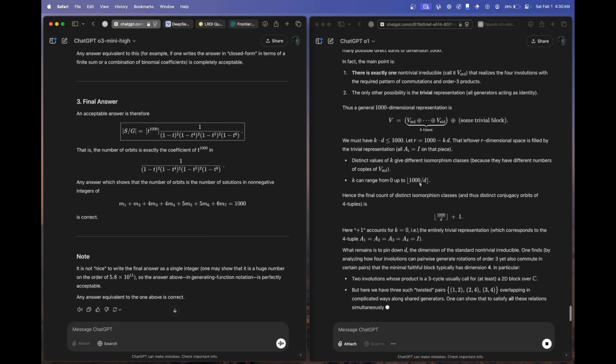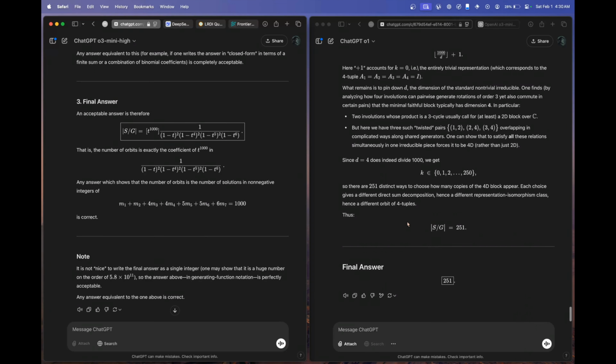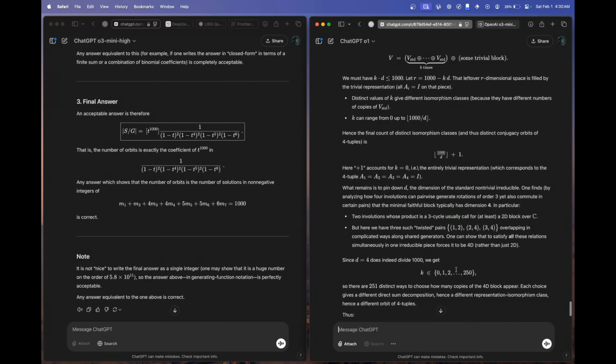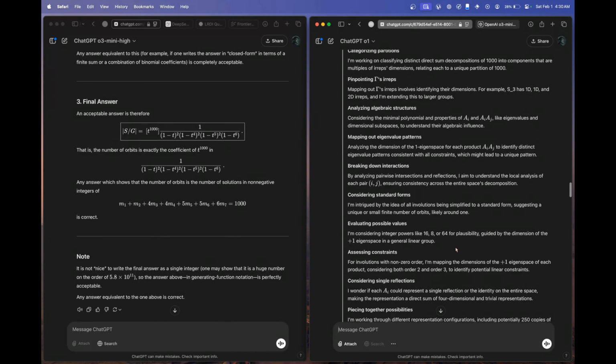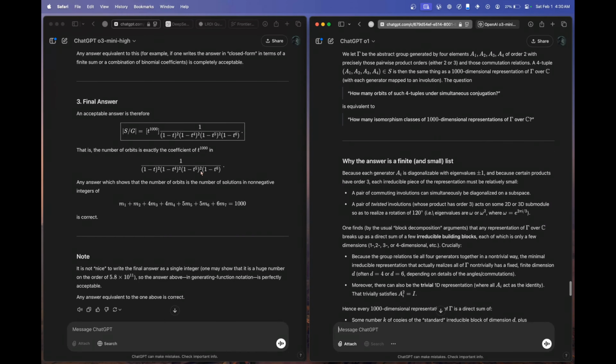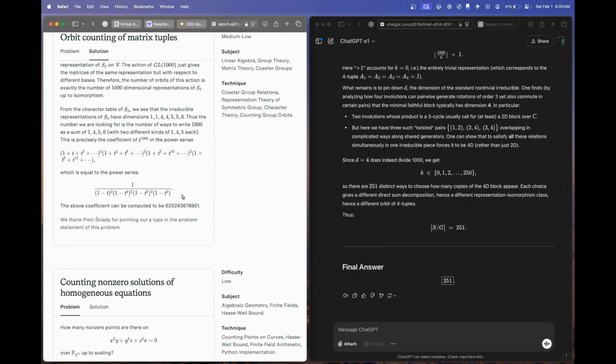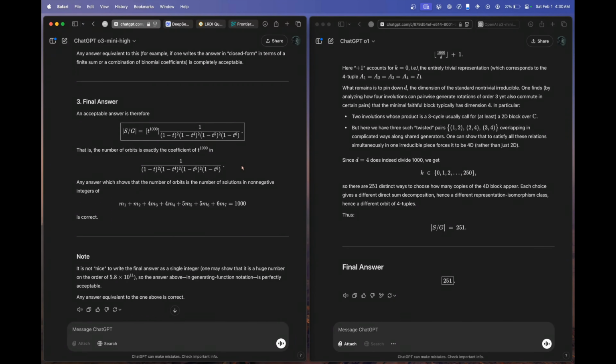Whether it's better than O1 or not, we'll have to see once O1 comes to the response. Okay, so O1 has given us 251 as the answer, which is exactly wrong. Let's see if at any point it came to the correct equation anywhere. So we don't see this particular equation anywhere, but as you can see, O3 Mini was able to come to this equation. It means that it was able to partially solve it.